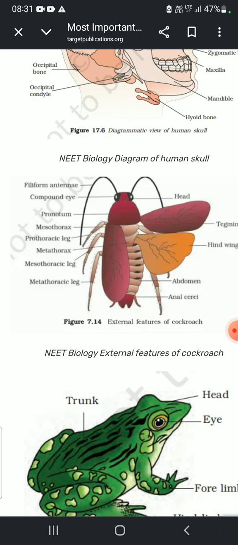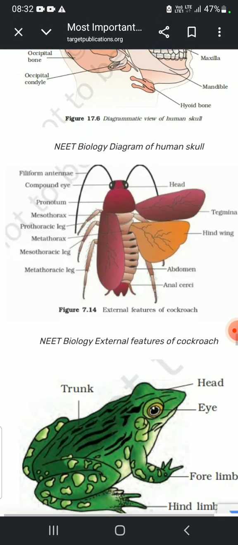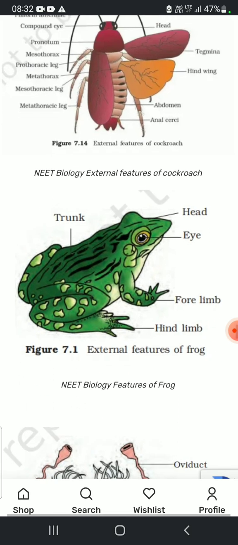First segment was pronotum, then we have mesothorax, then we have metathorax, and the first pair of leg arises from the prothorax. So yes, first pair of leg is the prothoracic leg, then we have mesothoracic leg, and then we have metathoracic leg. Tegmina arises from the mesothorax and hind wing arises from the metathorax. In diagram it is incorrectly given. Then we can see the abdomen, then we have anal cerci.